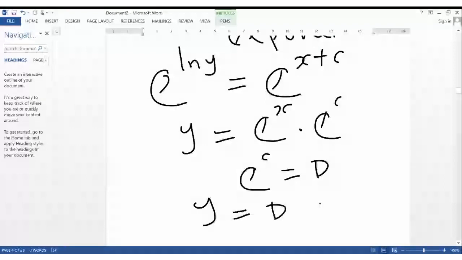If you want to present your answer in terms of y, you introduce exponential, and remember exponential ln y, you remain with y. And then this one, using the laws of indices, I can be able to separate them. This one is still a constant. This one, I can call it a constant d. And some of the books have been giving you answers like that.